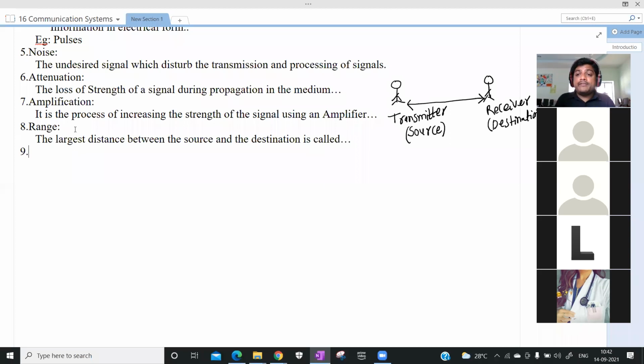So here we cannot send the signals directly into the space. We are superimposing these message signals onto some high frequency signals. High frequency means a highly energetic signal, so that these signals can travel long distances. Such a process is called modulation. We are going to discuss modulation in detail.